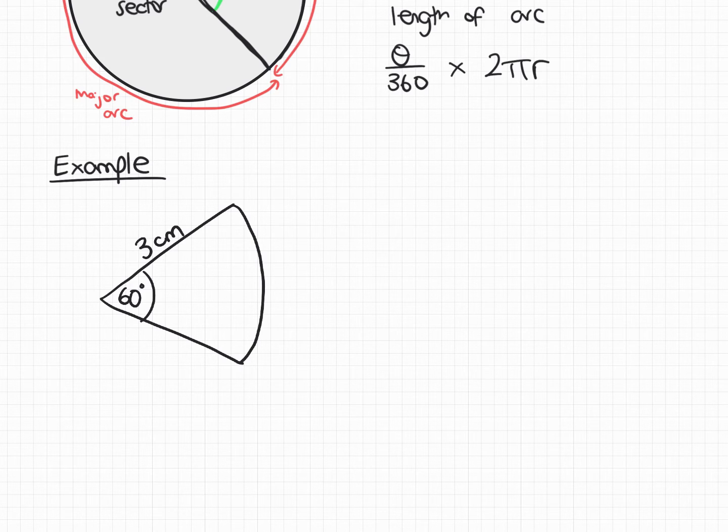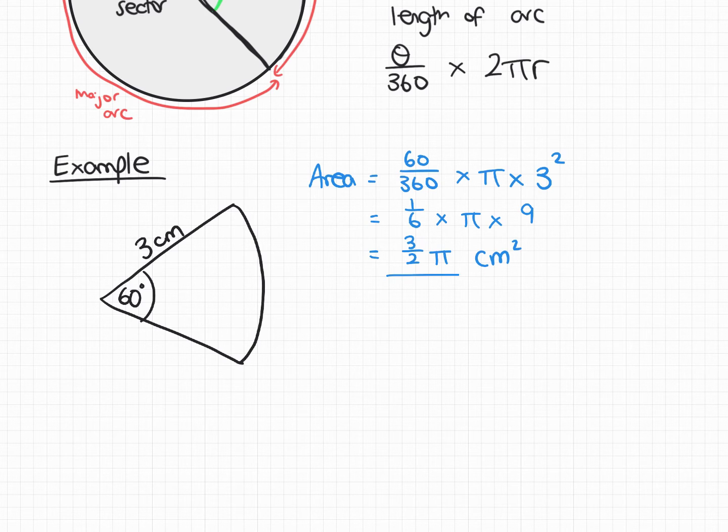Well, the area is pretty obvious to begin with. For the area, we're just going to do angle divided by 360. So what fraction of a whole circle have I got? Times pi times the radius squared. Now, sometimes they ask for this as an exact value. If they ask for it exact, it means leave it in pi. So that's a sixth times pi times 9, and a sixth of 9 is 3 over 2 pi centimetres squared. So that is it in its exact form.